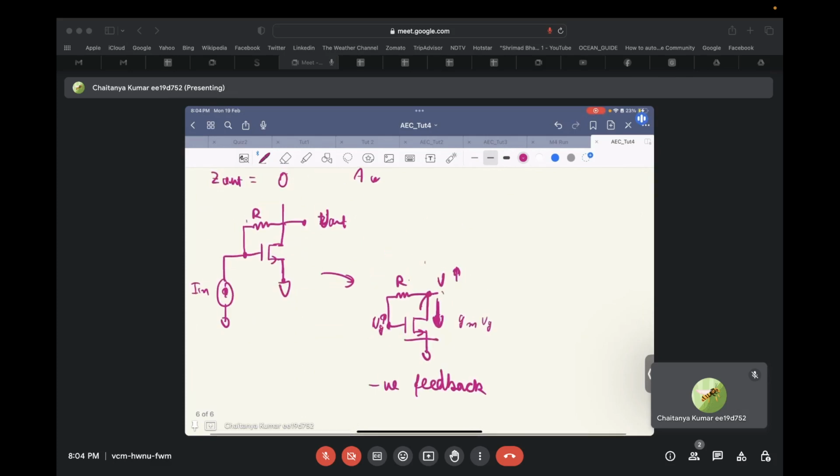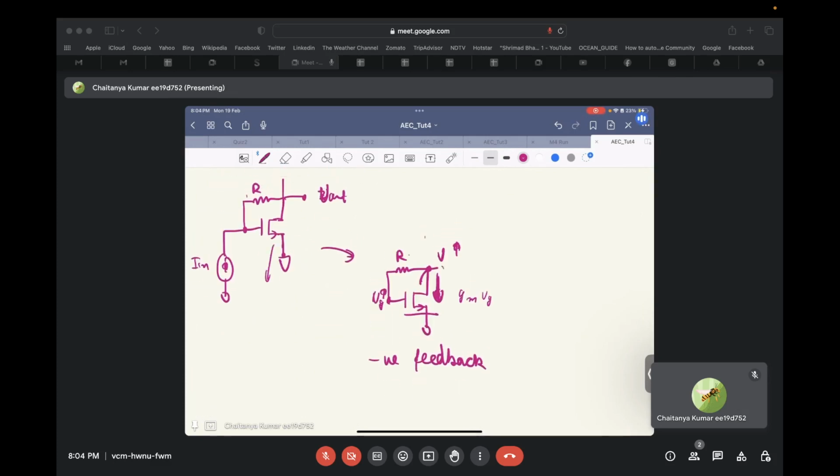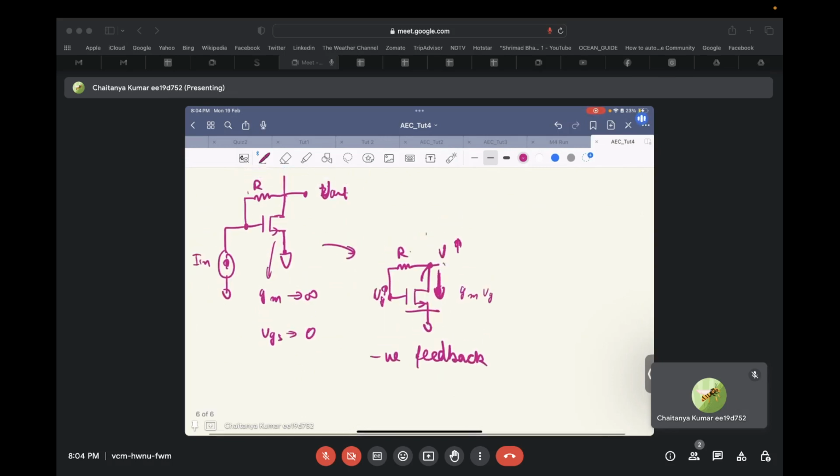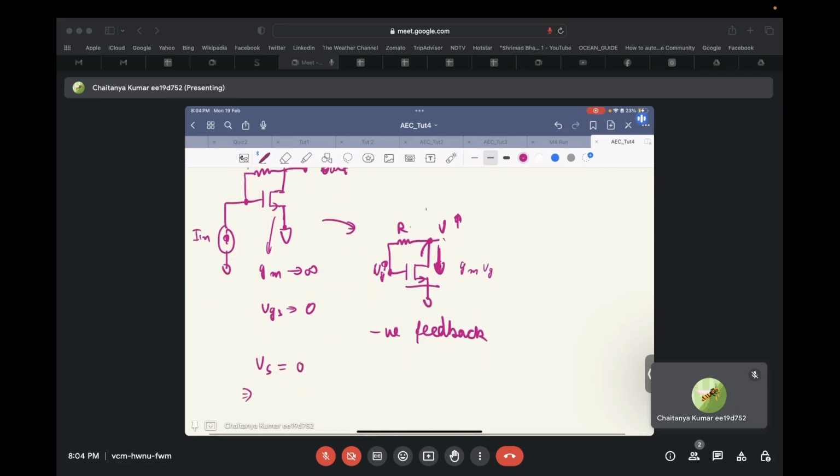So we know now that this circuit is behaving in negative feedback. And if the circuit is behaving in negative feedback and the gm of this transistor goes to infinity, then VGS has to go to zero. The transistor will make sure that your VGS is equal to zero. And what do we mean by VGS being equal to zero? That means VS is already grounded, it's an AC ground, so that implies VG also has to be AC ground.